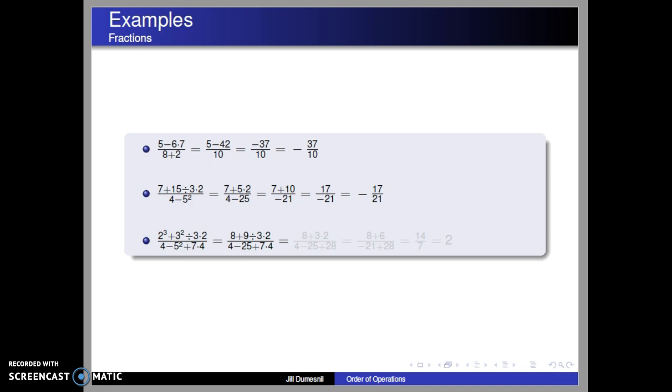Next, we compute multiplications and divisions, working from left to right. So we get 8 plus 3 times 2 in the numerator, and 4 minus 25 plus 28 in the denominator. Performing the multiplication in the numerator produces 8 plus 6, and adding from left to right produces negative 21 plus 28 in the denominator. Now we get 14 over 7, which simplifies to 2.